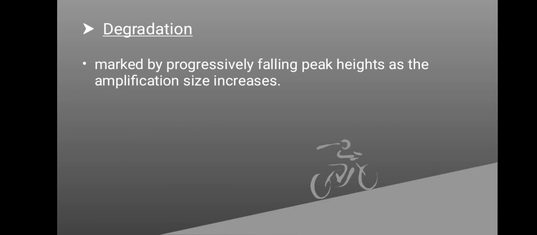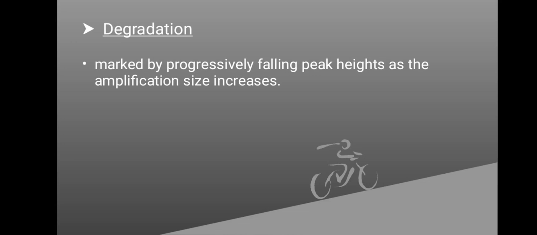The next factor that can complicate is degradation. DNA samples degrade when a sample is aged or even exposed to harsh conditions. And degradation is usually marked by progressively falling peak heights as the amplicon size increases. Degraded samples are sometimes difficult to interpret because of the loss of peak height information.